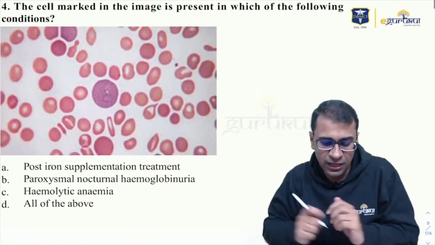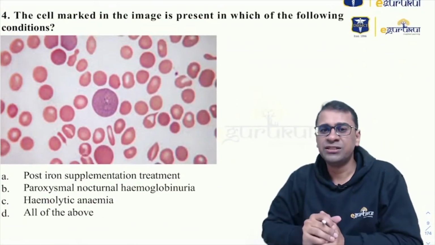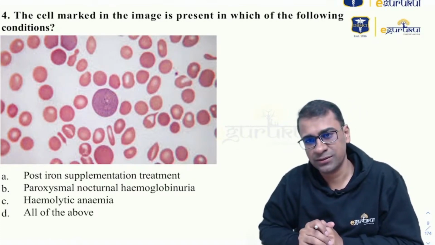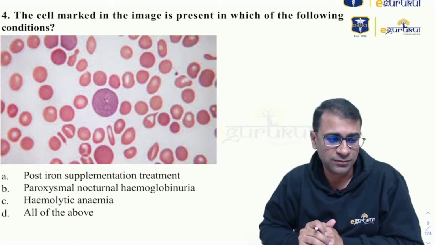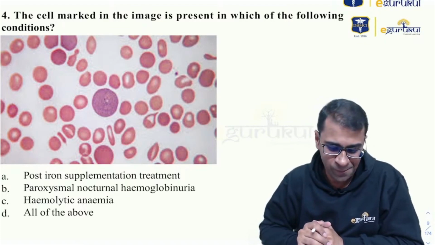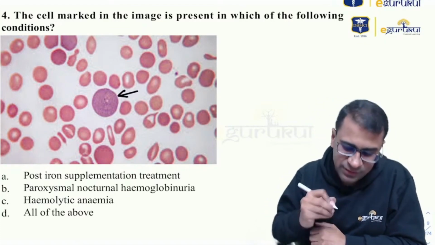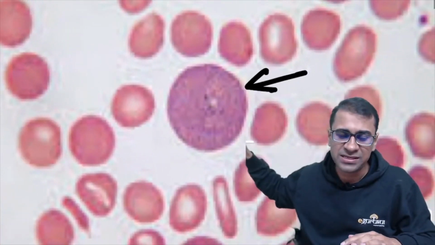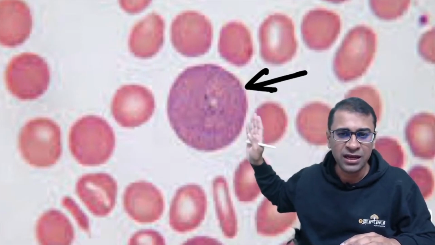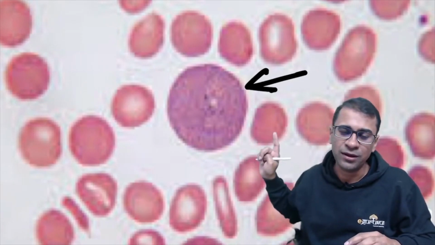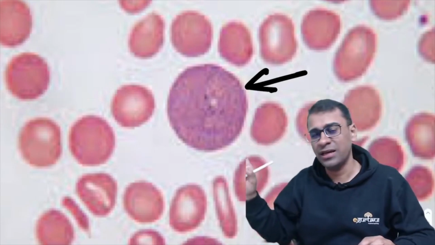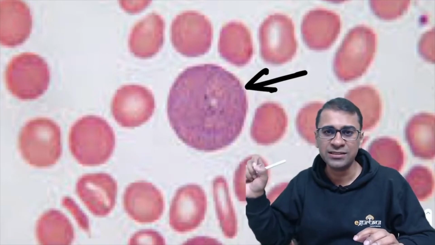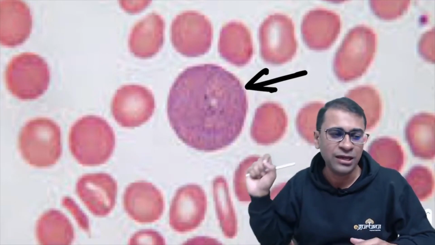चलो आगे बढ़ते हैं. The cell marked in the image is present in which of the following conditions? बोलो बोलो. So which cell मार्क ही नहीं किया हुआ है? This cell, the big one, center. Look at the color here, guys. This is a big cell. First of all, you agree it's a big cell, but the color is not pink, not blue. It's a combination of blue and pink. Such a cell which is a combination of blue and pink is called a polychromatophil.